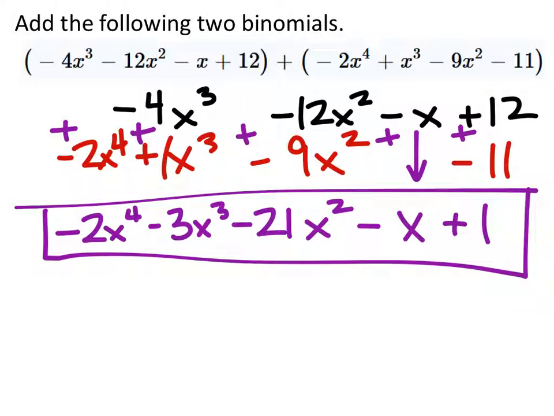But we have to be careful again, because sometimes we just want to start stacking stuff, and we end up with negative 4x cubed stacked with the negative 2x to the fourth. But since they're not like terms, we shouldn't stack those together.